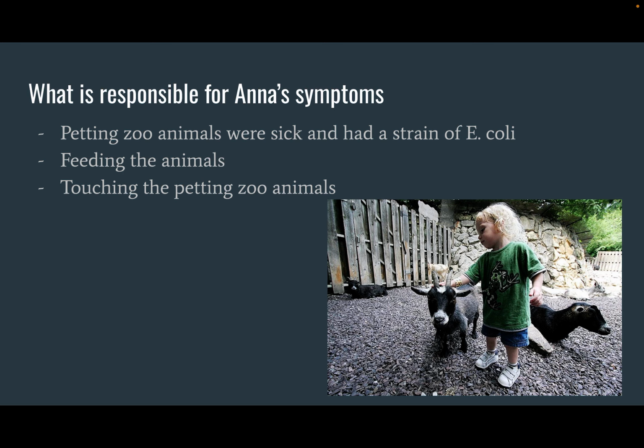So what is responsible for Anna's symptoms? Well, she had a petting zoo full of animals who were sick and had a strain of E. coli at her birthday party. She had been touching the animals, possibly feeding them, and any animal that had feces on them, she could have touched, and she possibly could have touched her face. She probably didn't wash her hands after petting the animals, and there was probably some hay they were eating out of, and it might have gotten on her. So those are what could be responsible for Anna's symptoms.